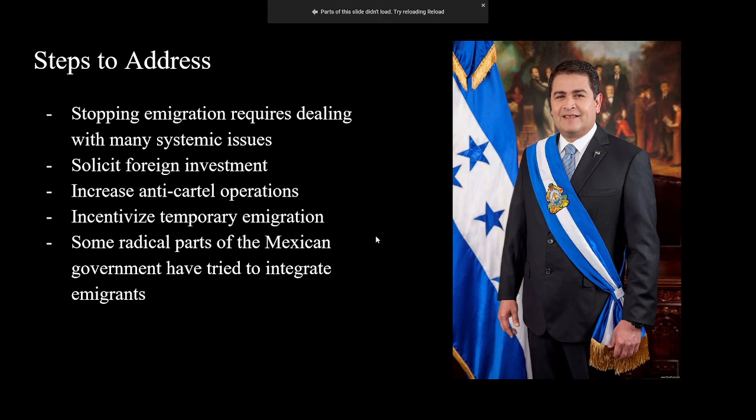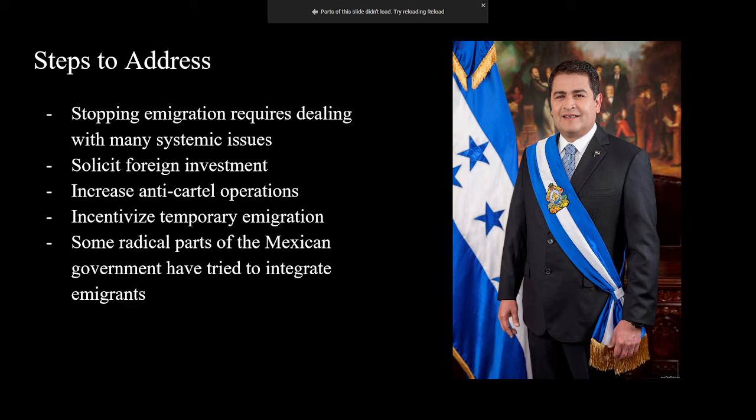And then I think this is the last slide. We have the president of Honduras on the right because he's a cool guy. These are just some steps that governments could hypothetically take to address the immigration issue. So unfortunately, it's not an easy fix. It's not just a band-aid. It's dealing with numerous systemic issues that have plagued many of these Latin American countries for a significant period of time.